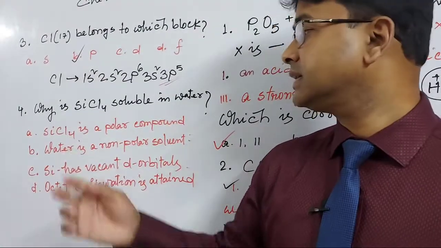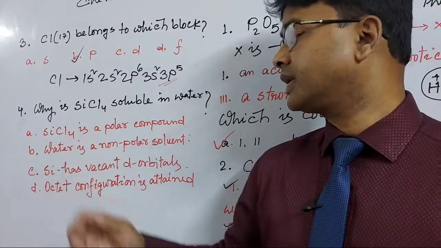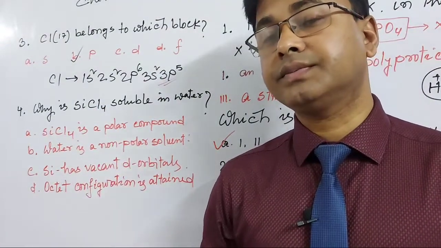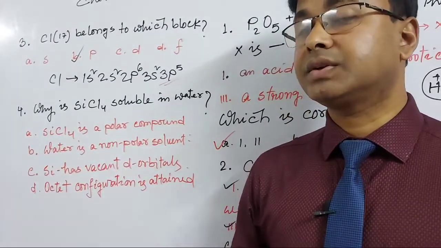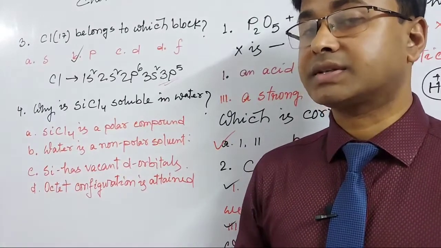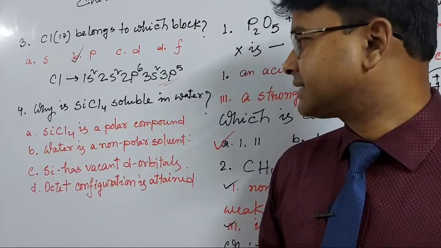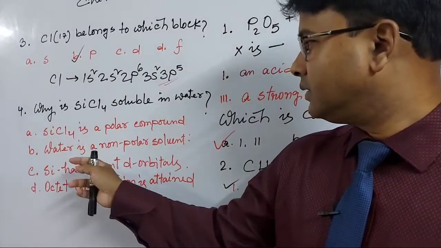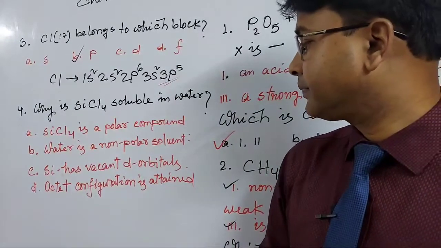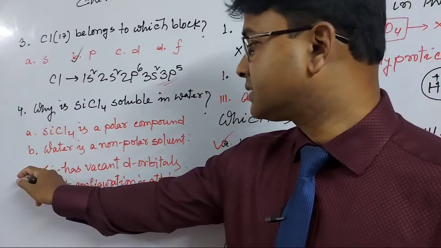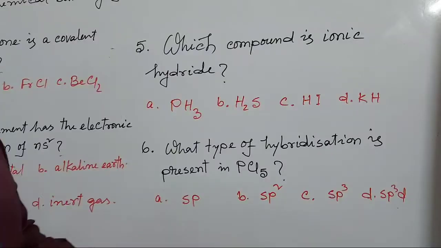As a result, the 4 chlorine atoms of silicon tetrachloride are replaced by OH of the water molecule to form silicon tetrahydroxide. In this case, octet expansion occurs. So I can say here silicon has vacant d orbitals. Due to the vacant d orbitals, silicon tetrachloride is soluble in water.